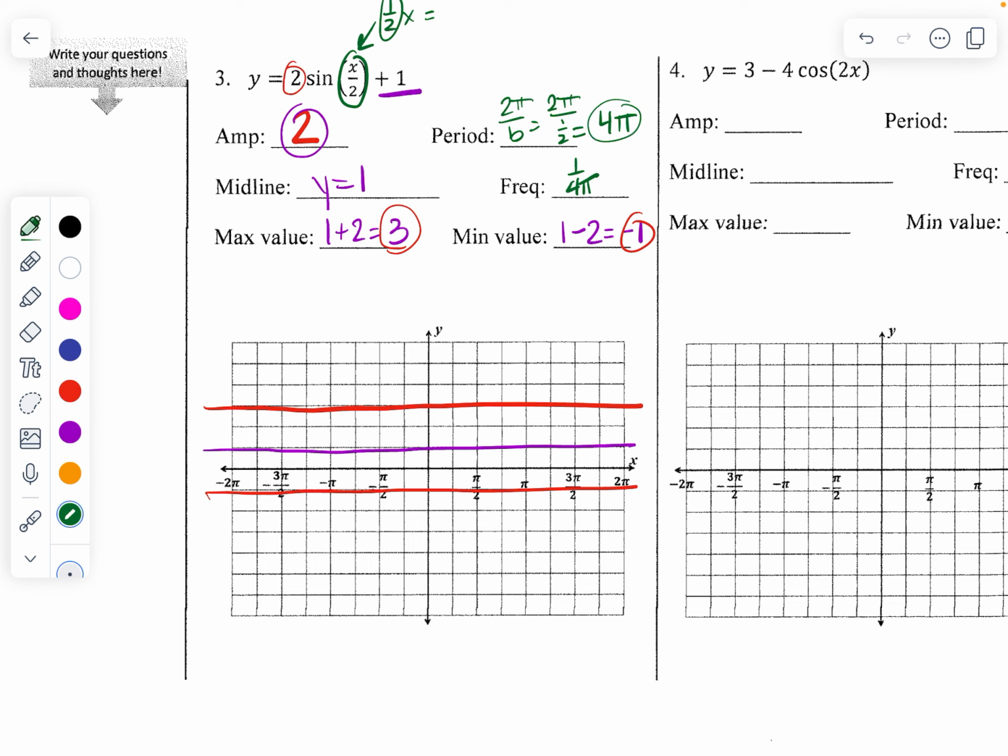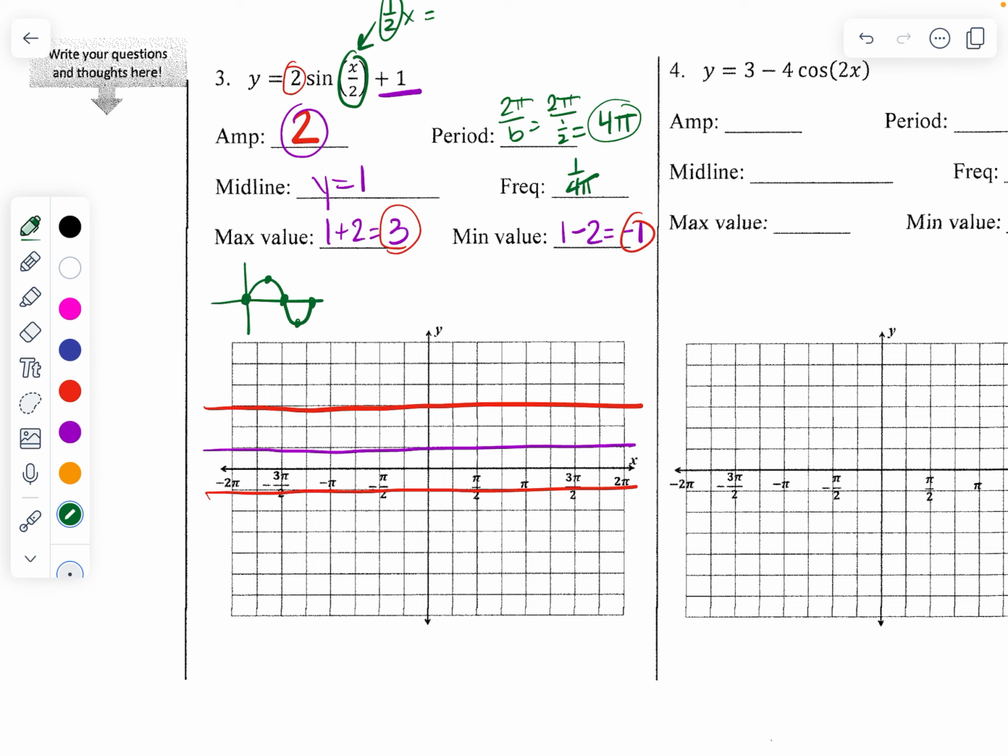Remember that if my period is now 4 pi, I'm only going to see half the cycle within 2 pi. So remember, sine typically looks like this, right? We're starting on the midline, going up to the peak a quarter of the way, halfway we'll be back at 0, 3/4 of the way we'll be down at the bottom, and then finishing a full cycle at 0.